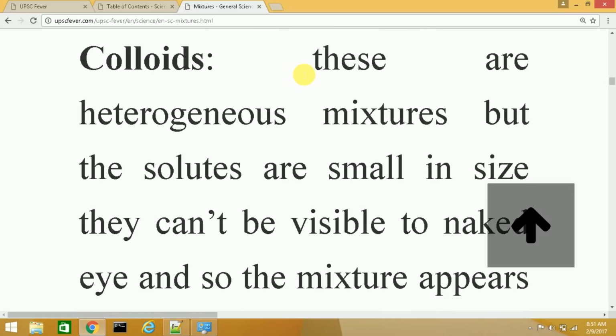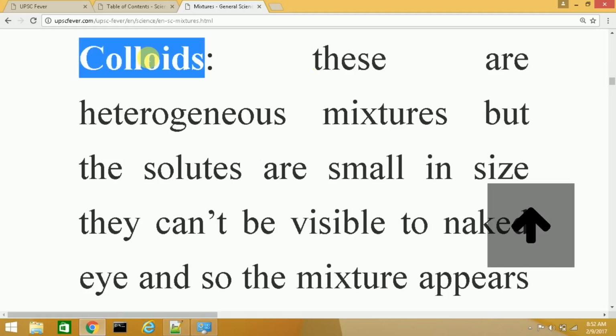A colloid is a type of heterogeneous mixture where the solutes are very small in size, not visible to the naked eye, but the mixture appears to be homogeneous. Example: milk. When we look at milk, it does not look like there is any solute present. However, many small size solutes are present in milk, and it is a heterogeneous mixture known as colloid.